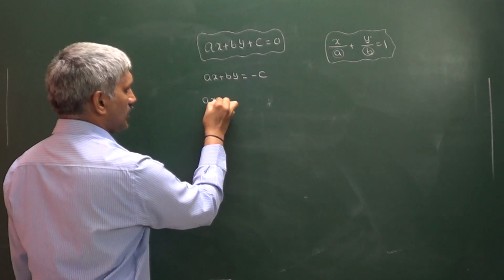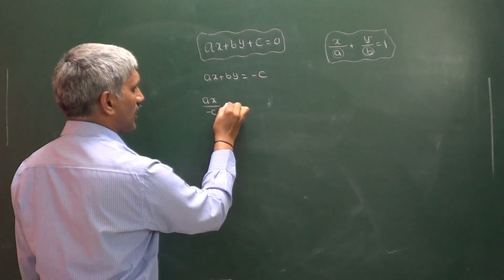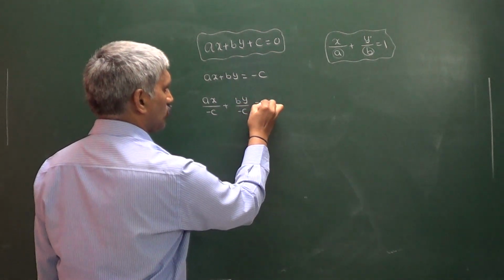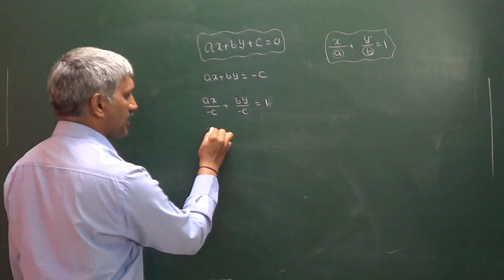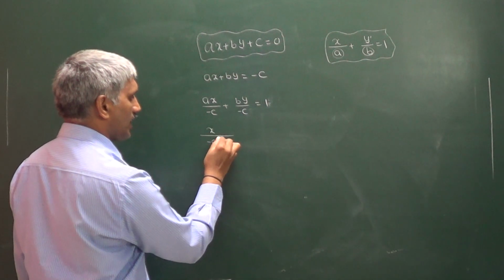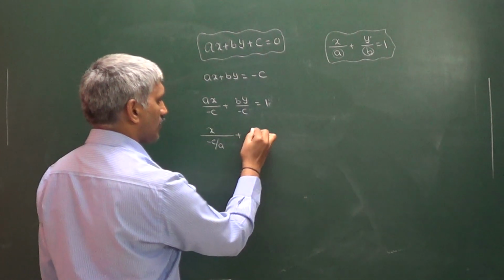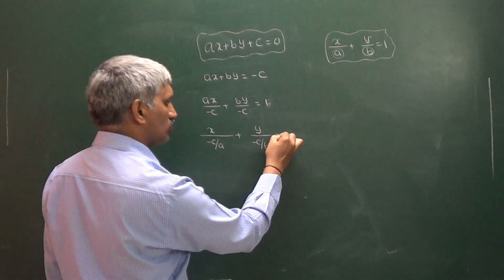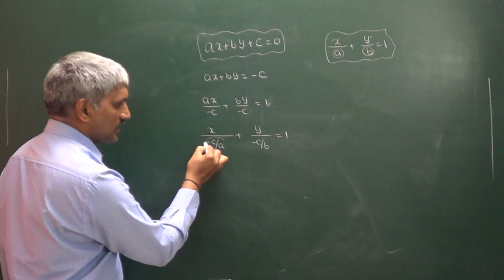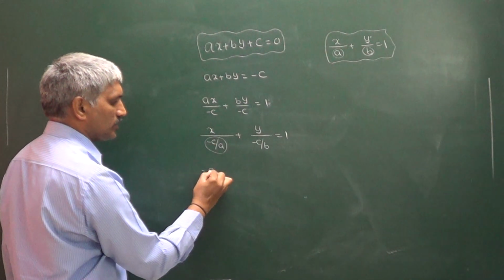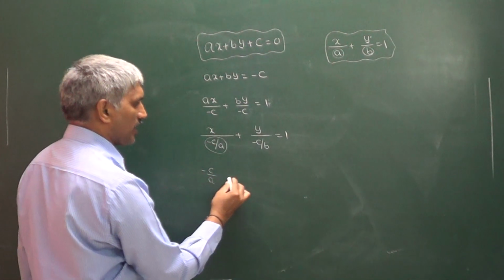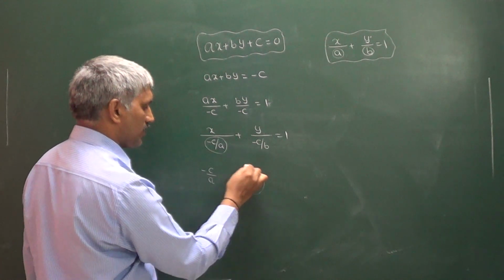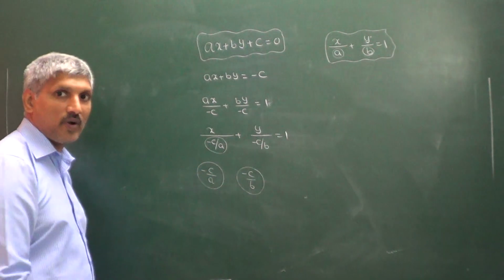Therefore we will get ax divided by minus c plus by divided by minus c is equal to 1. Further we can write it as x divided by minus c by a plus y divided by minus c by b is equal to 1. Now the x-intercept is equal to minus c by a and y-intercept is equal to minus c by b. We got the x-intercept and y-intercept.